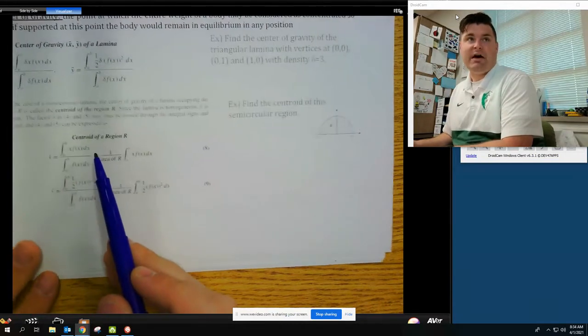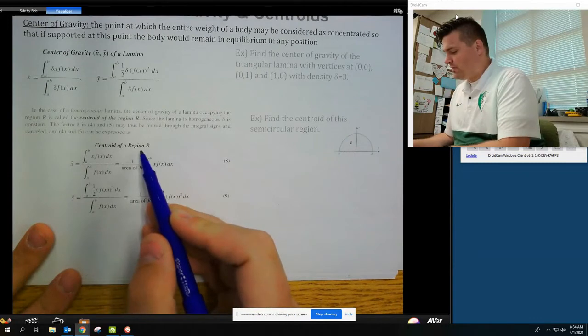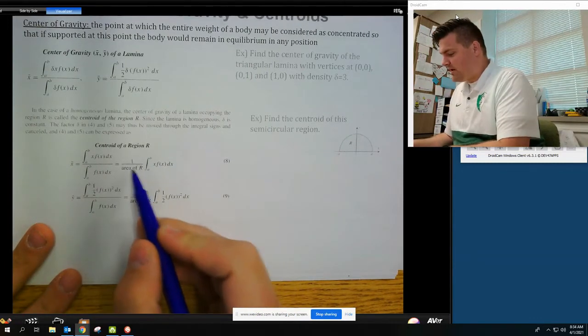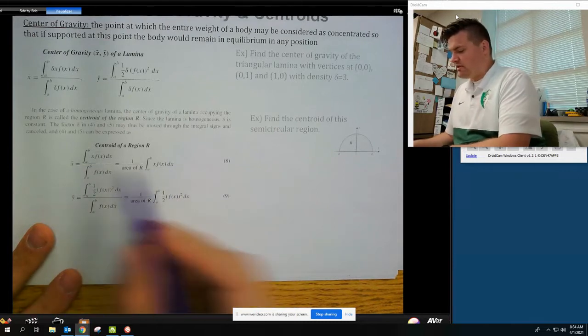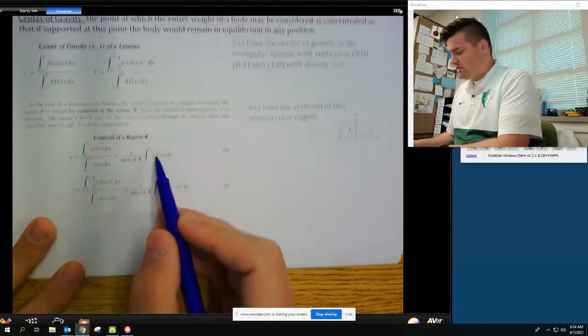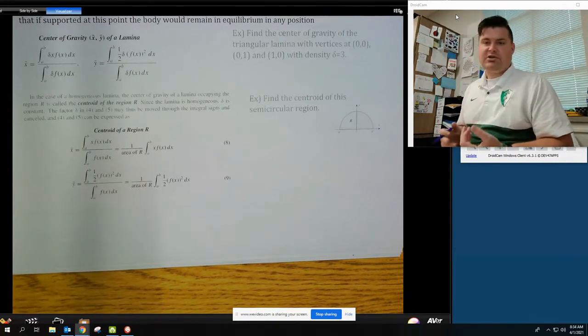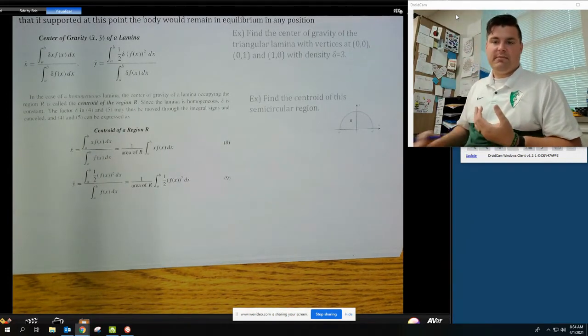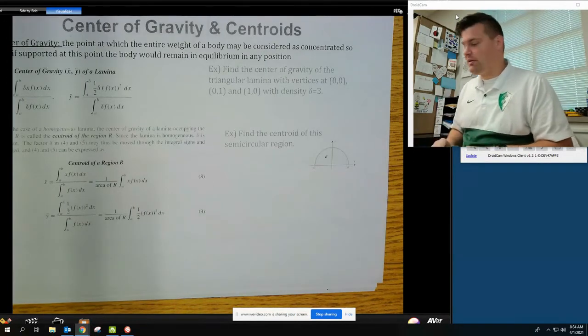So if you have a homogeneous lamina, which we are going to have, then you're going to end up with this formula down here. So it's 1 over the area of R, times the integral of x times f of x. And this is going to get you the center for x. And then the center for y is right here. So that's what we're working on. If you see any questions that have a density of a number, it means it's homogeneous and it doesn't matter. It's not going to change how we do things.